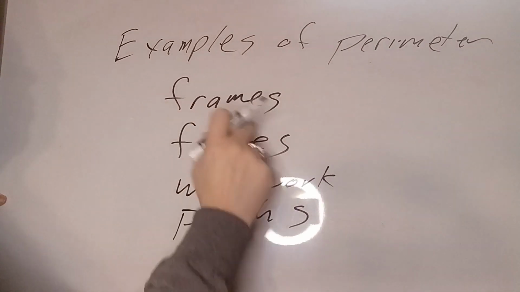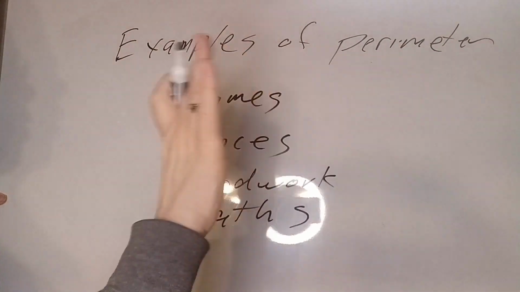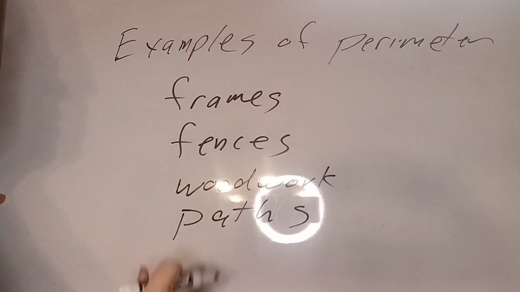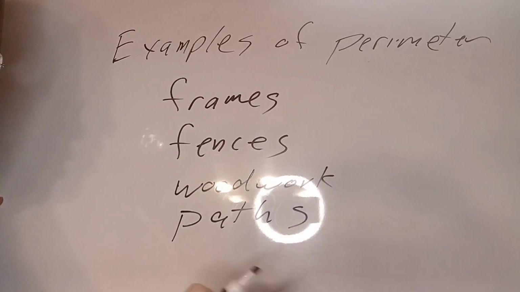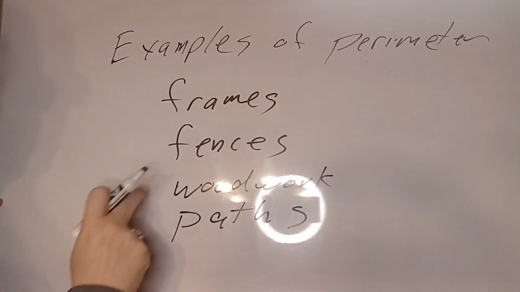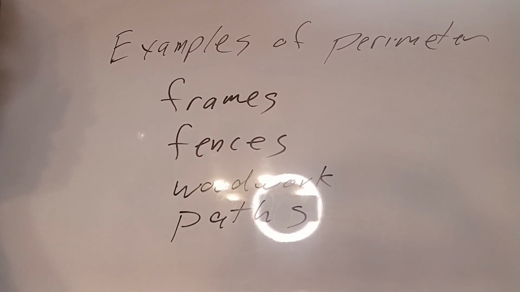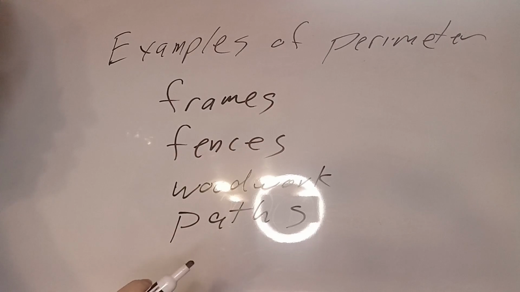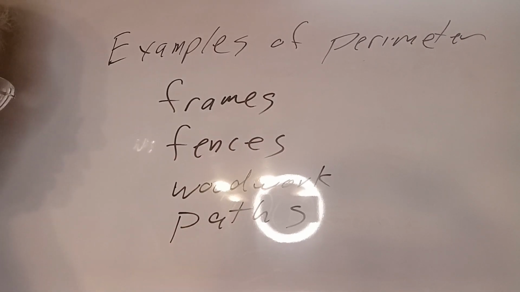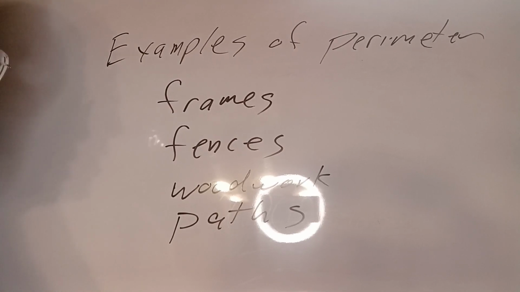So, a frame, you want to put it around the outside. You don't want to cover the picture. Fences, you want to put them around the outside. You're not going to fill up the whole yard with a fence, right? Woodwork goes around the outside of the room. Goes around the outside edge, along the wall. Paths. If you're taking a walk around the outside of a park, you're just walking around the outside. You're not stepping on every single piece of the park.